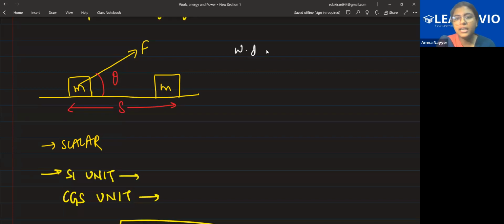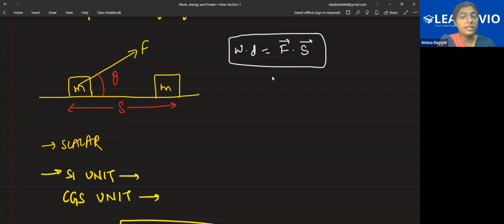Work done is the dot product of force and displacement. When we were studying dot product, I told you that it is also known as the scalar product. Why scalar product? Because whenever we use dot product, both the quantities will be vectors. See here, we have force, a vector quantity, and displacement, a vector quantity.